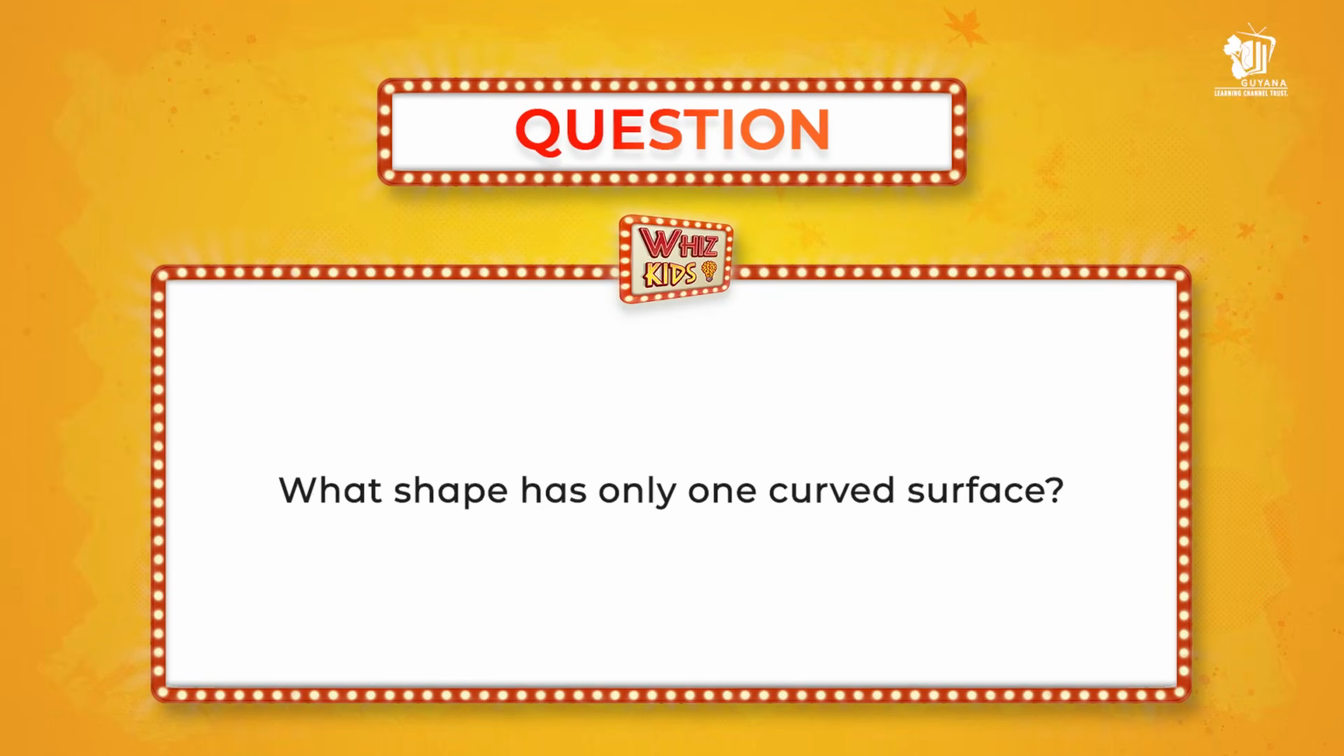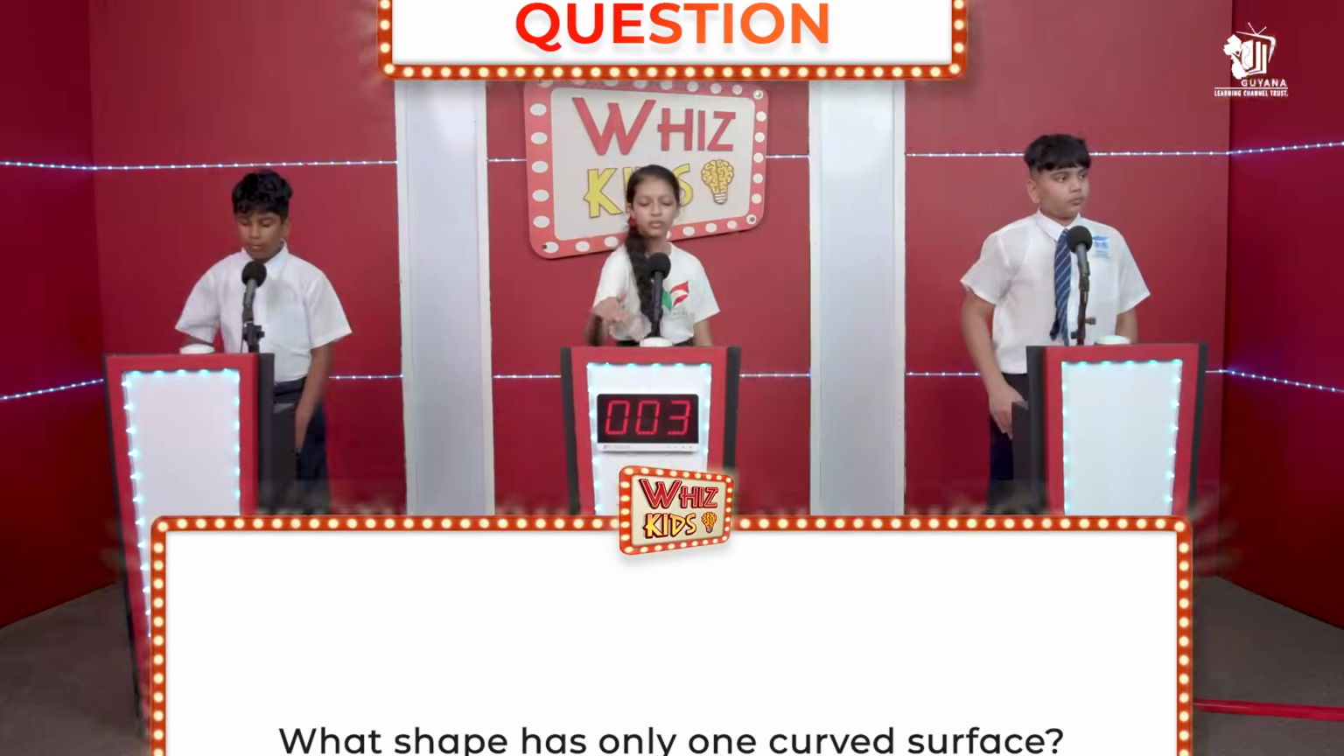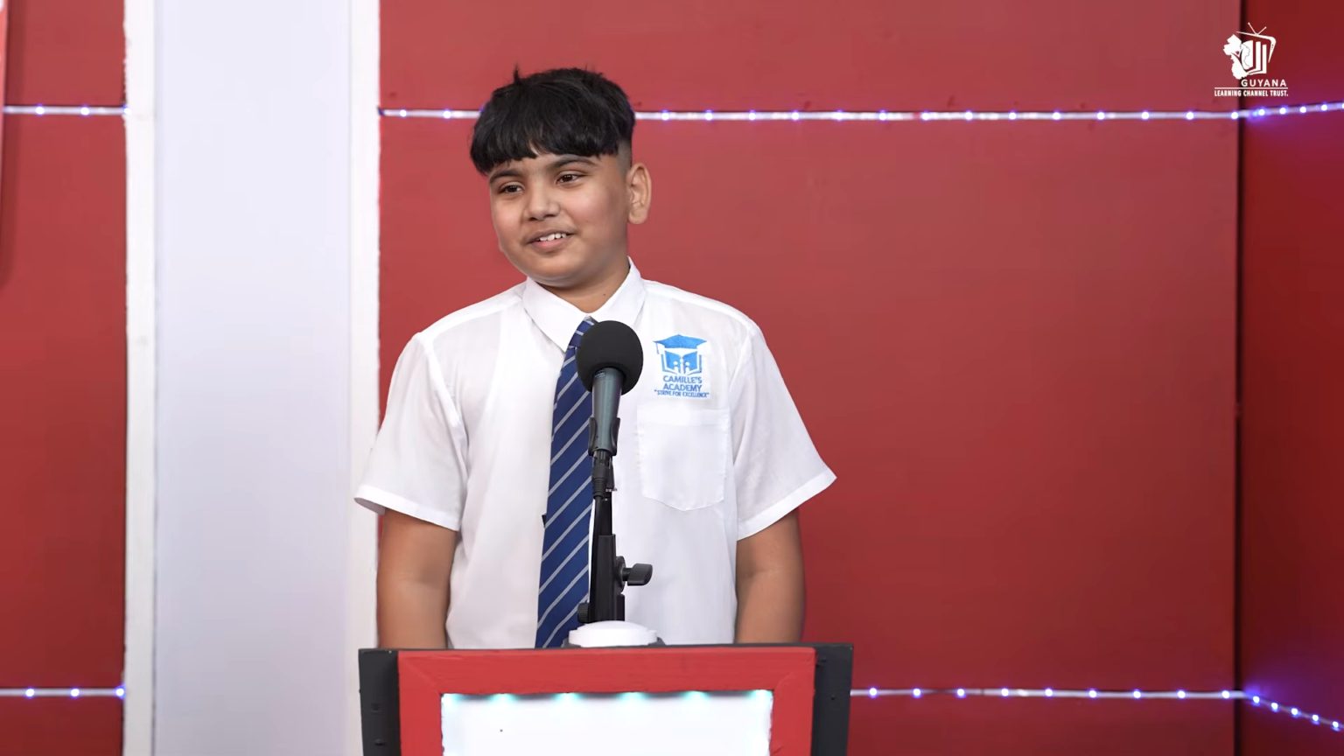What shape has only one curved surface? Zayden. A cylinder. That is correct. Good job. Social studies. Okay, social studies.